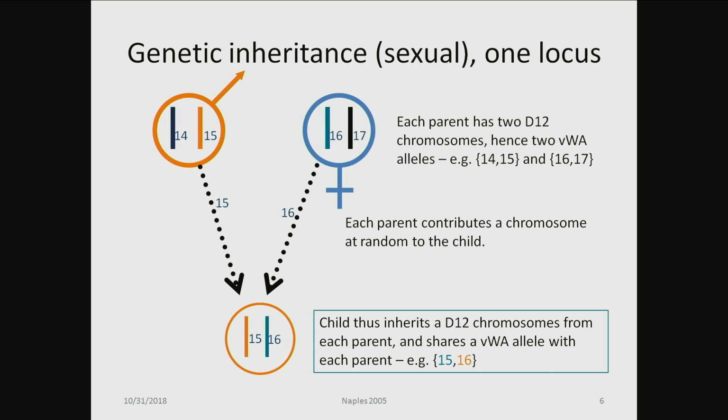So I'm calling this the number 12 chromosome. That's what D12 means. And somewhere on the number 12, there's this location called VWA, which stands for a Swedish doctor named von Willebrand, who discovered a disease which this piece of DNA happens to be near to.